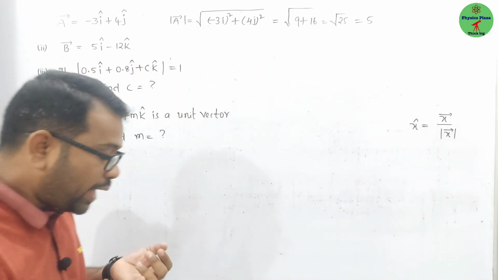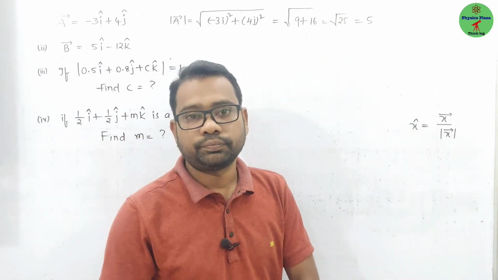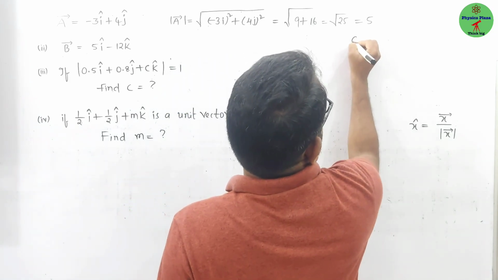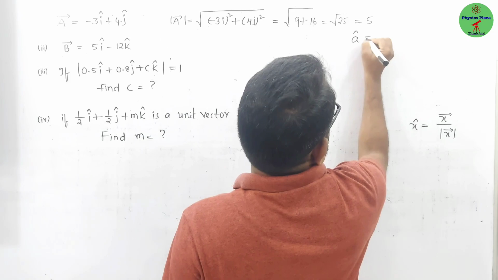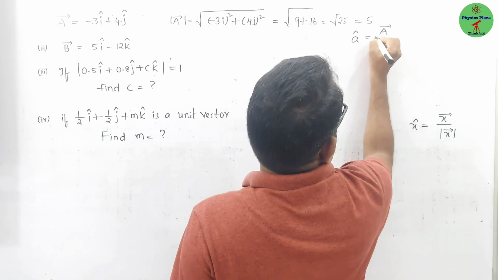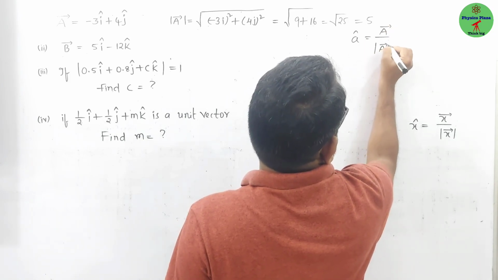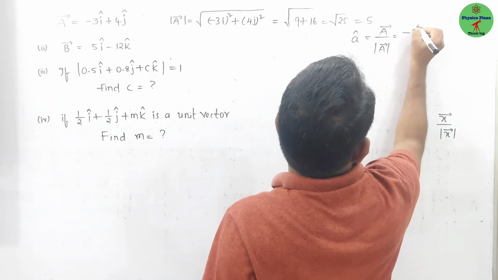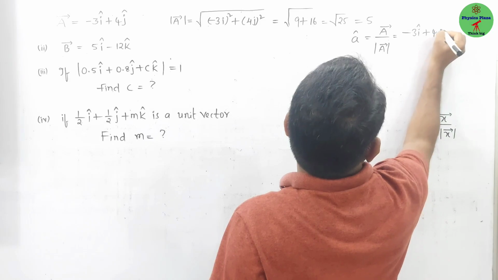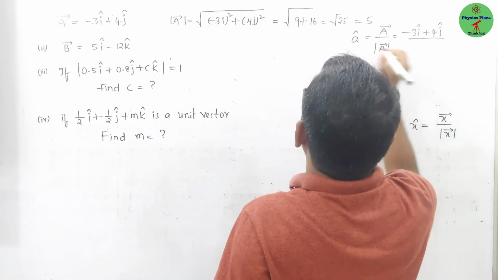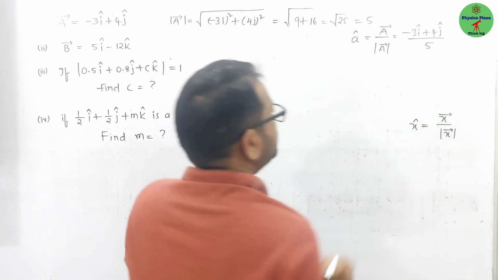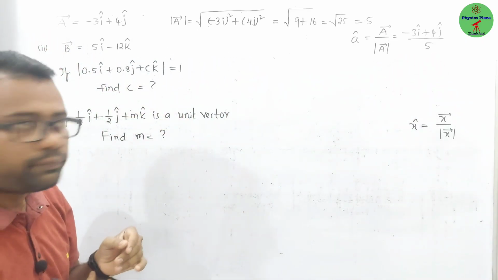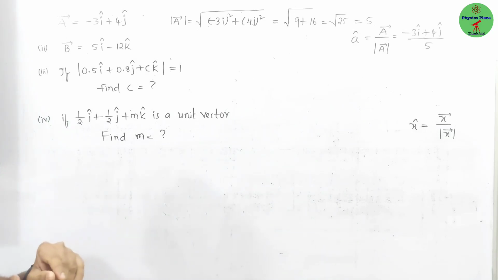Now we need the unit vector of the vector in that direction, right? So unit vector means, as simple, let a cap be the unit vector, then it is vector a divided by its magnitude, that's it. Now vector a is minus 3 i cap plus 4 j cap, divided by its magnitude 5. That's it, children. So now this is the unit vector of this vector. Okay, fine.